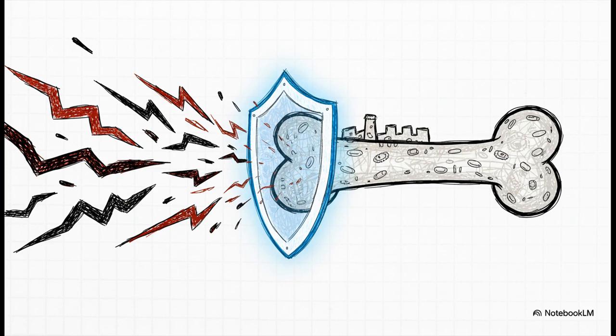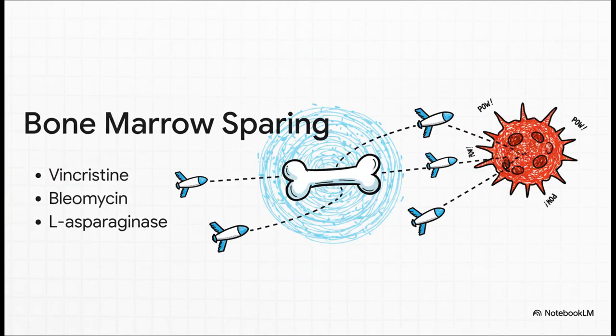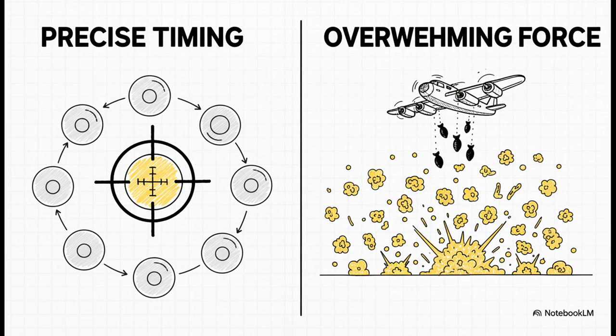Now, with all this talk about collateral damage, there is a really important silver lining. Not all chemotherapy drugs are created equal, especially when it comes to the bone marrow, which is one of the most sensitive parts of the body during any treatment. And these drugs right here are key examples. Vincristine, bleomycin, and L-asparaginase are all known for being way less harsh on the bone marrow. And this is a critical piece of the puzzle for oncologists. It lets them mix and match different drugs to maximize the cancer-killing power while minimizing some of the most dangerous side effects.